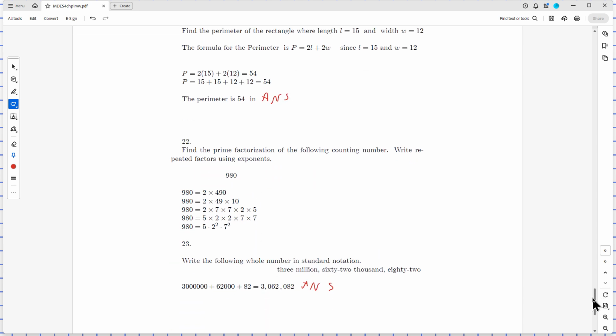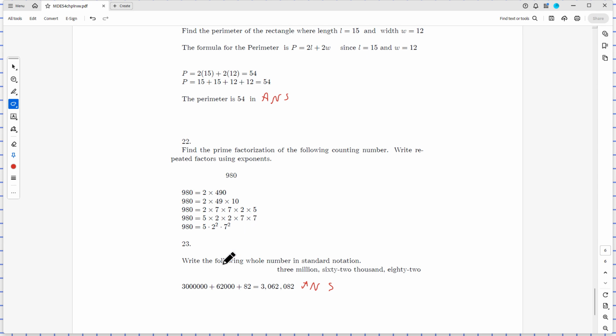Number 22, do the prime factorization. Let's start out with 980. I know it's an even number, so 2 will go into it. 2 times 490. It ends in a 0, so another 10 will go into it. So I have 2 times 49 times 10. Okay. And these are all primes now. So in this case here, my answer is at the bottom, 5 times 2 squared times 7 squared.